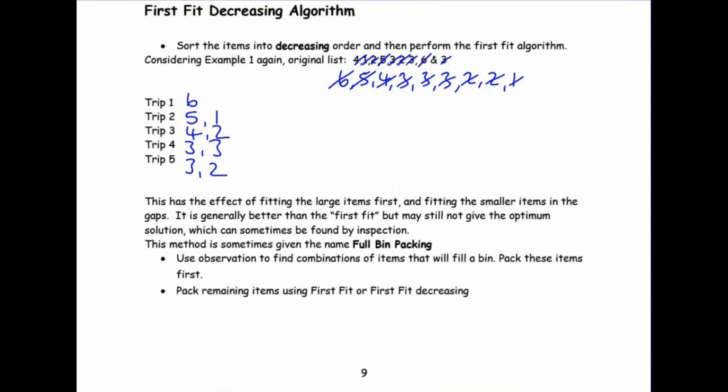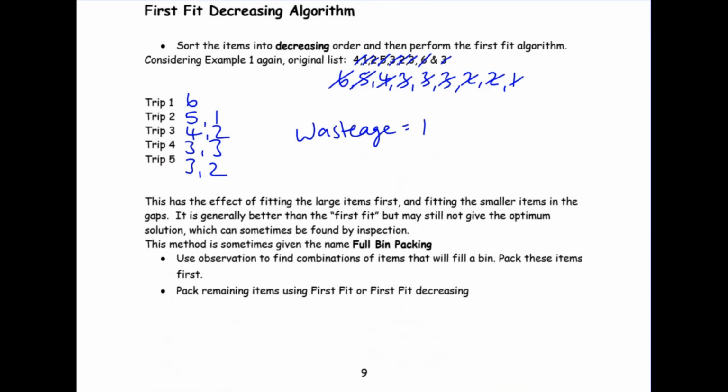These first 4 trips now all are full. They have a total of 6 when the maximum capacity is 6. So this one just has a wastage of 1 from the final trip. This has given us a really good solution. This will be the optimal solution. First fit decreasing still won't always give you the best solution, but it is better than first fit.